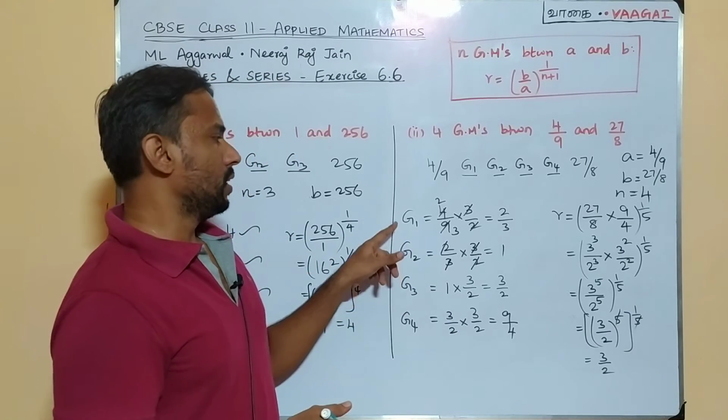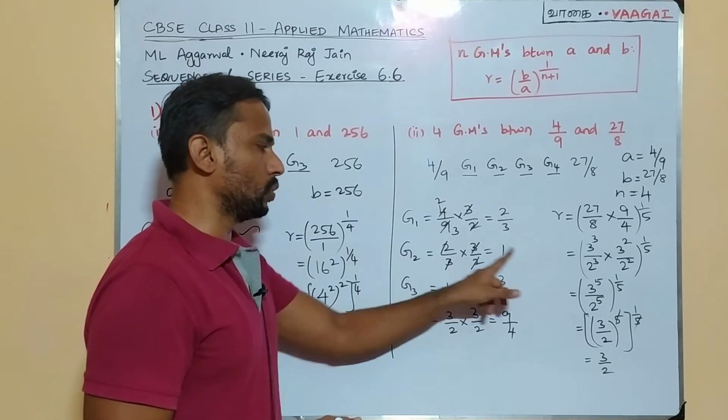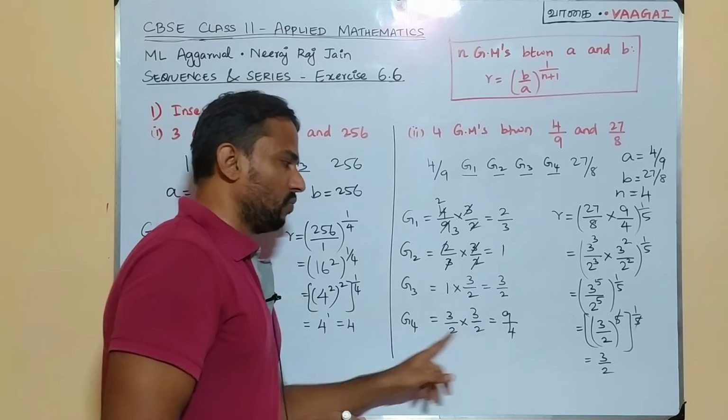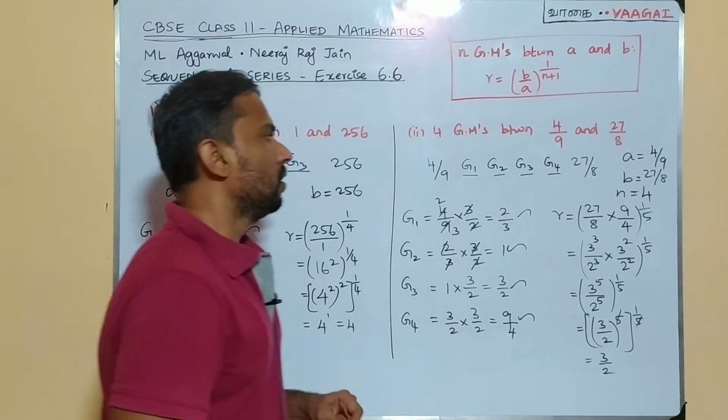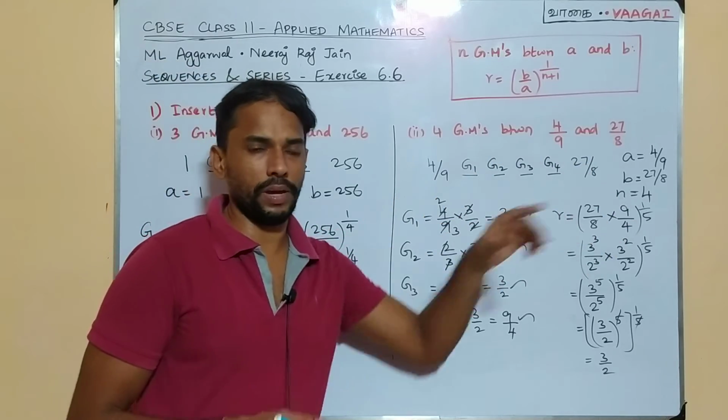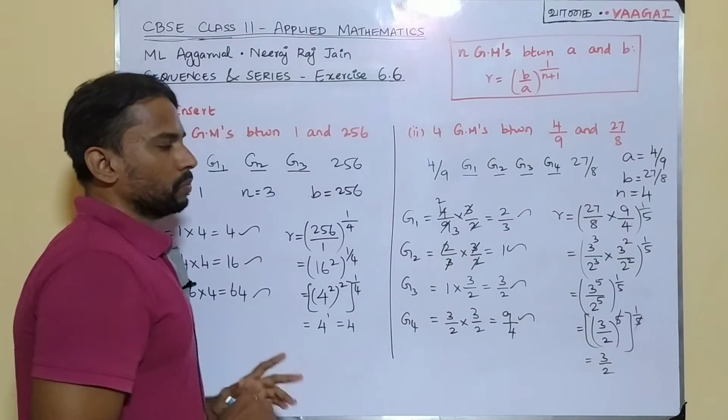So let's see the values. G1 is 2 by 3, G2 is 1, G3 is 3 by 2, and G4 is 9 by 4. These are going to be the 4 geometric means between which two values? 4 by 9 and 27 by 8. I hope both the prompts are very clear to you.